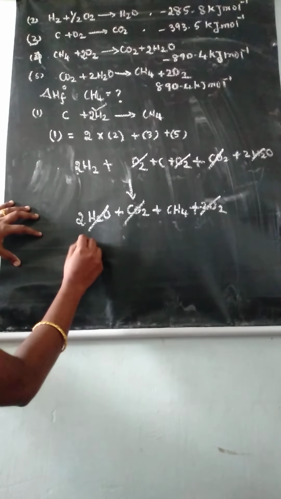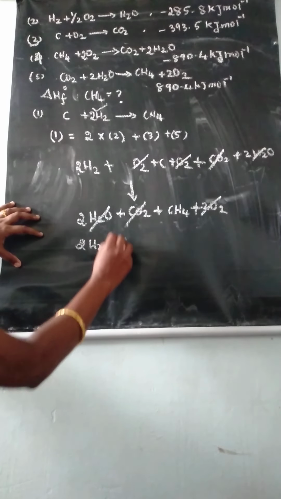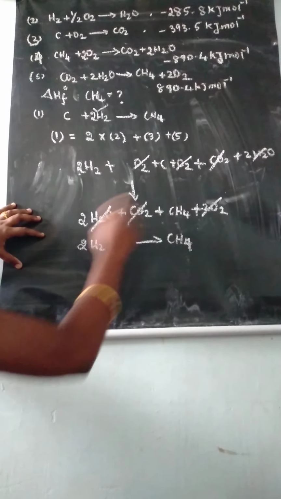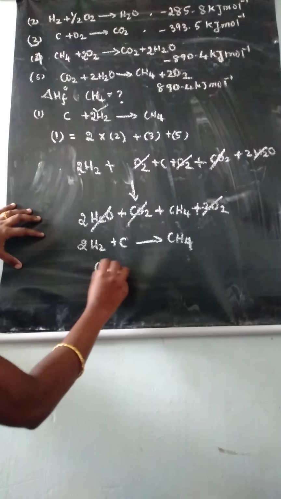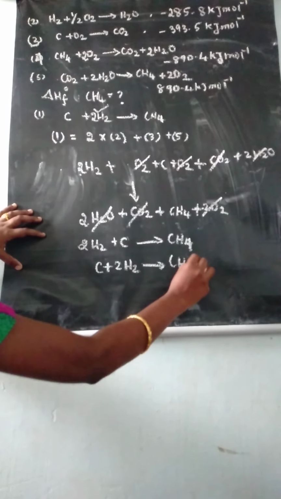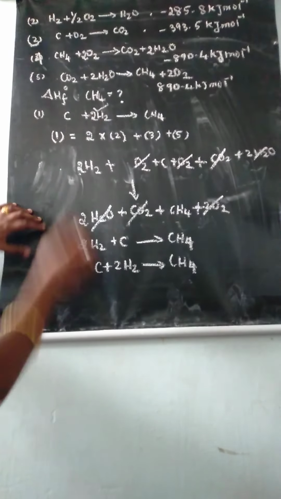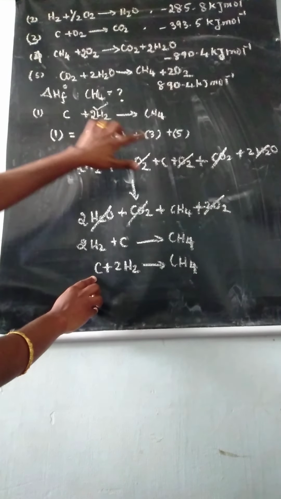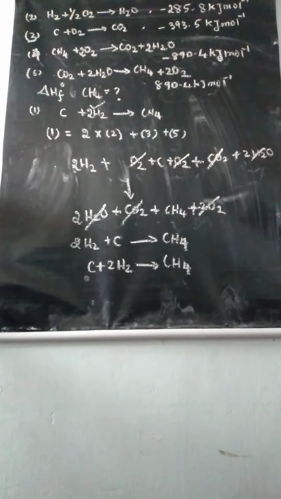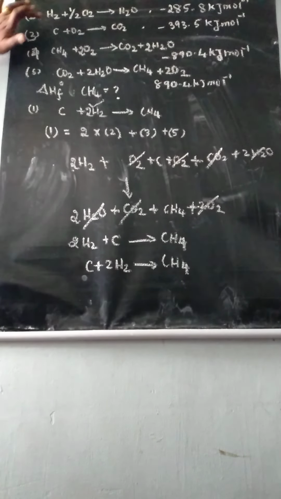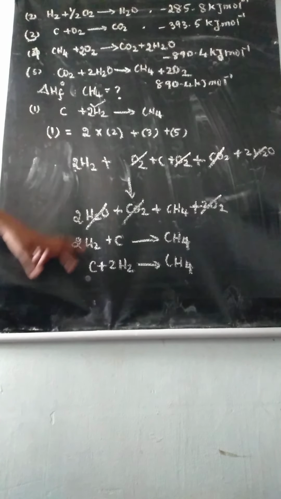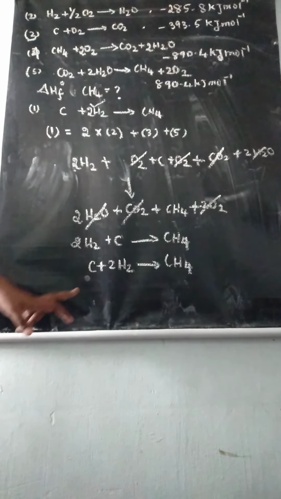Can you tell the answer? 2H2 plus C gives CH4. You can write the equation correctly: carbon plus 2 hydrogen gives methane CH4. You know this is equation 1. Understand? So listen. By using these three equations, the second one, third one and fifth one, we can derive equation 1. Understand this equation?